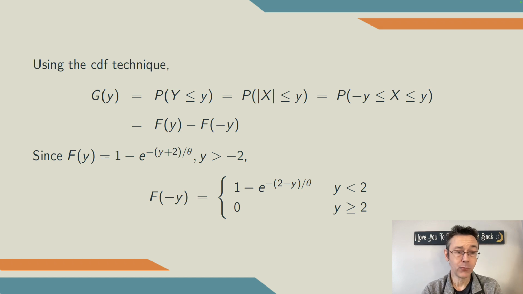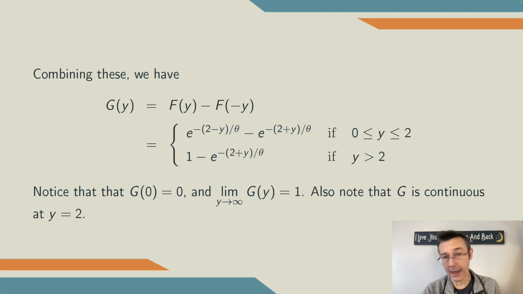We have that full formulation of big F from the last slide. I wrote the abbreviated version here. So we can write explicitly a full formulation of big F of negative y. We get big F of negative y as 1 minus e to the negative (2 minus y)/theta for y less than 2, and 0 for y greater than or equal to 2. Combining that with what we have for big F of y, we can get big G of y. It's written here. I don't think I'll read it out loud.